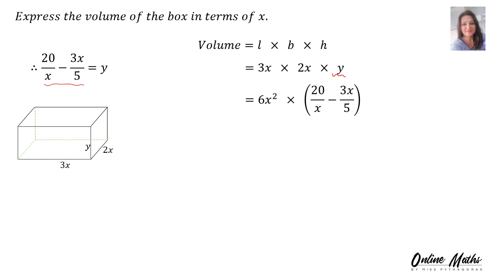And what I said was 3x times 2x is 6x squared. And now I'm going to multiply in the 6x squared into both terms. And I end with 6 times 20 is 120, and then there's an x under the line. It will cancel with one of them, so that becomes 120x. And when I multiply in the 6x squared there, I will say 3 times 6 is 18 over 5, and then x times x squared is x cubed. And there's your expression for the volume of the box.